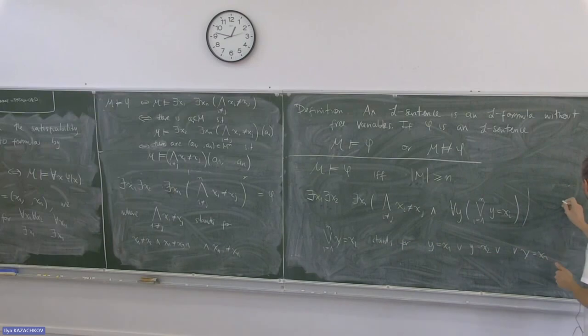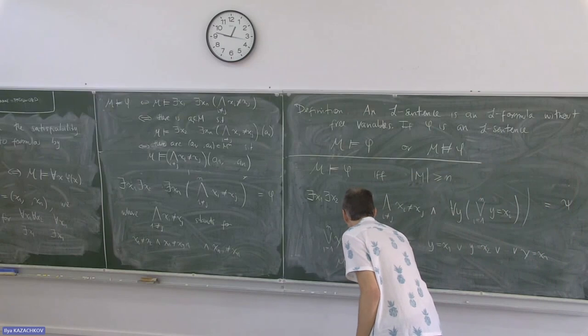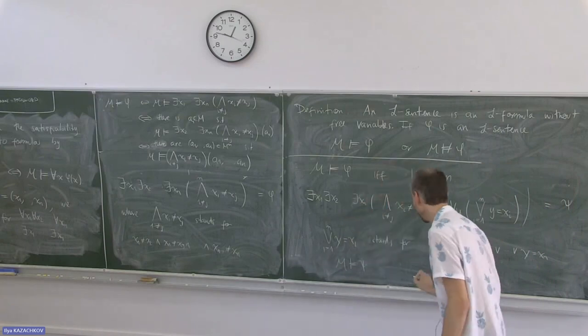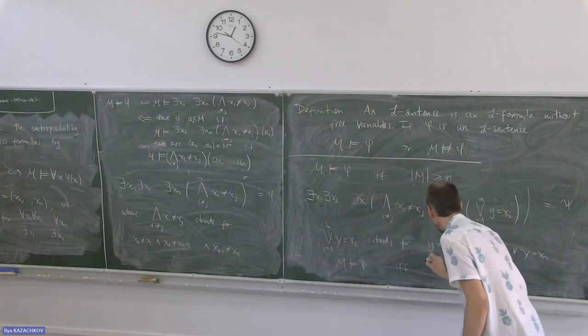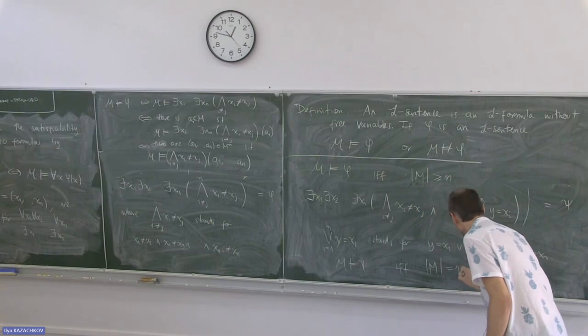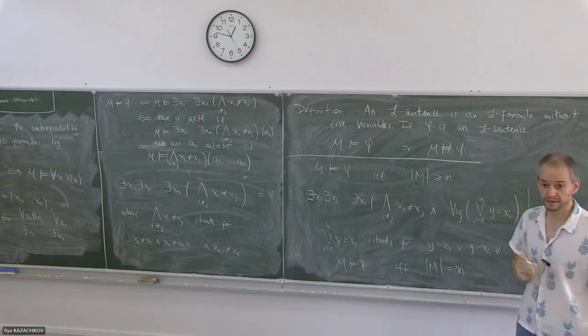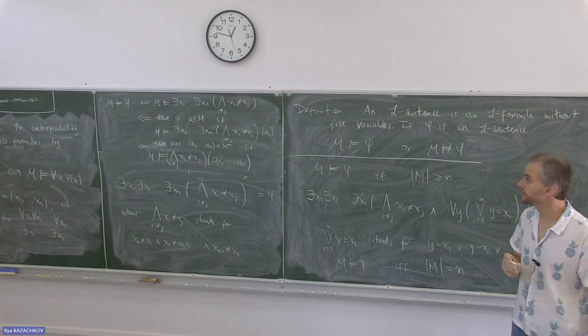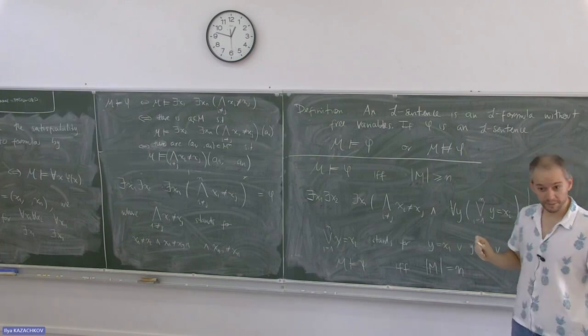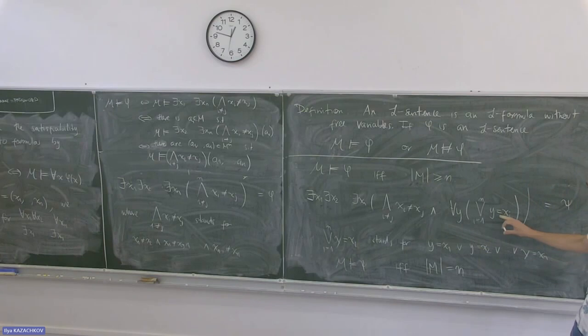So this new formula, let's call this formula psi. M satisfies psi if and only if the cardinality of M is exactly n, right? Psi is also in the empty language. Absolutely, a sentence. It uses only equality, no other relation or function symbol, right?